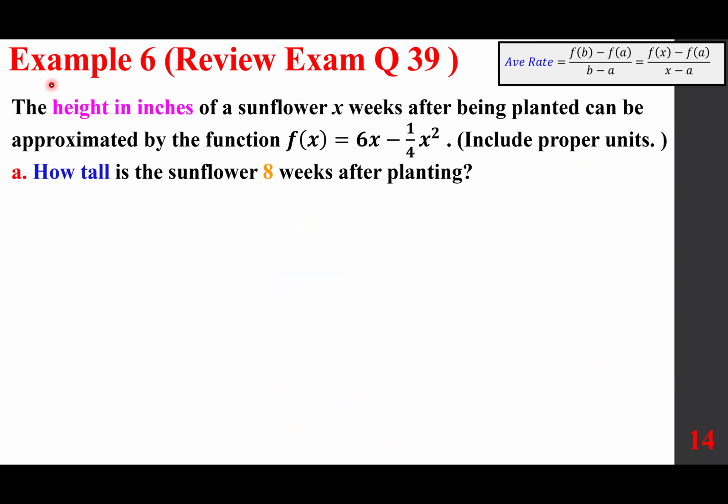The next example comes from the review of exam. If you look at the module under Canvas, I have some exam review questions, okay? And they're key, but now we're going to go over that with details. The height in inches of a sunflower x weeks after being planted can be approximated by the function f of x equals 6x minus 1/4 x squared. How tall is the sunflower 8 weeks after planting?